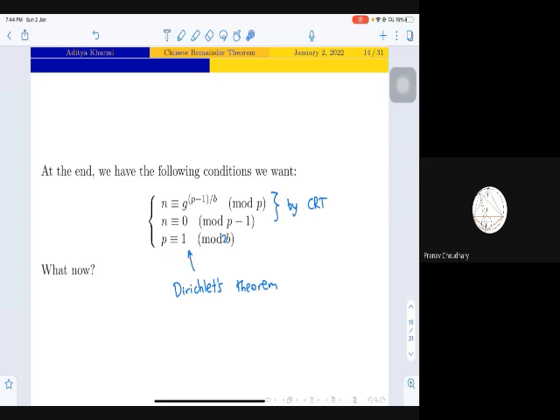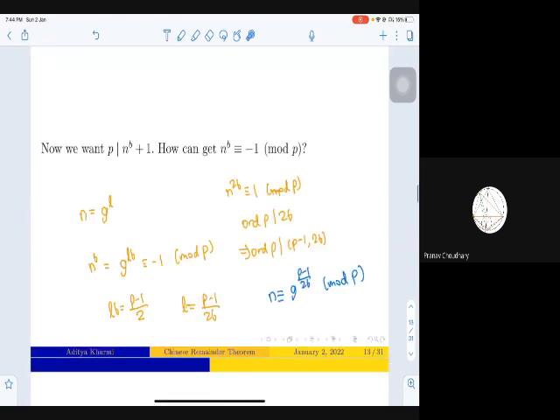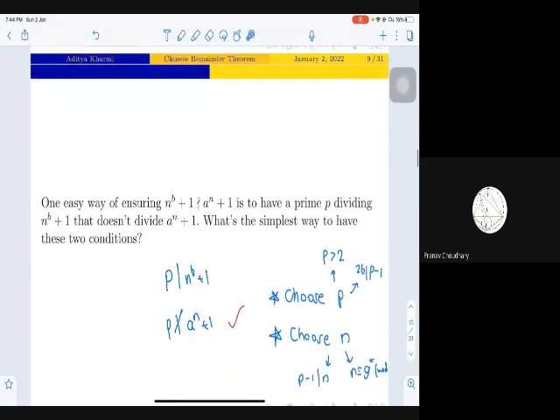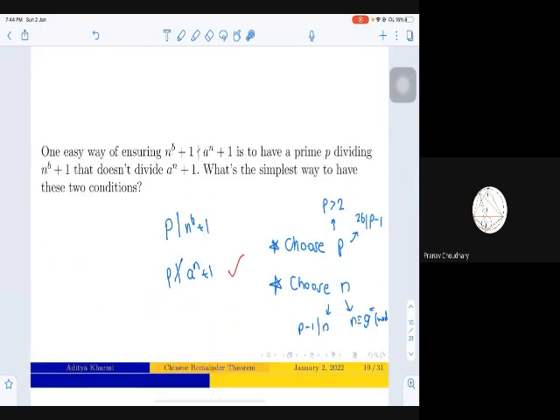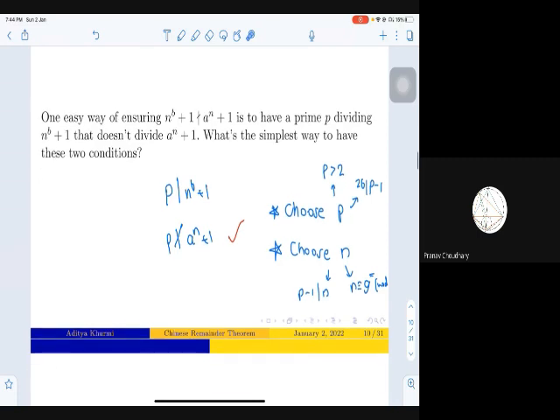Again, what I want to lay my emphasis on is that you just add conditions you like. You just keep a list of all the conditions you want, and hope that you can combine everything together at the end using the Chinese remainder theorem.